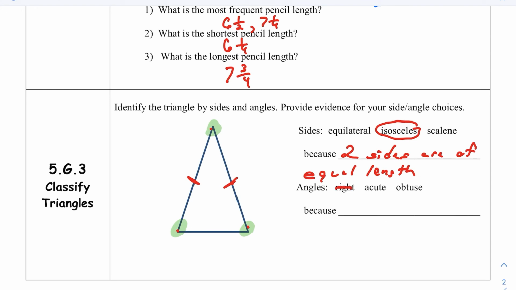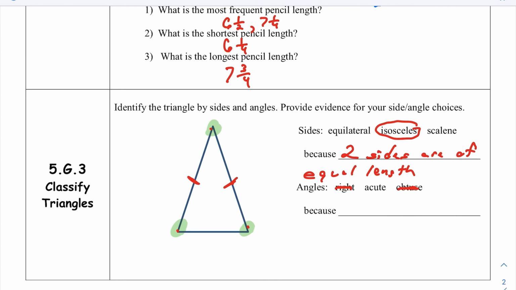Now, the next thing I look for is obtuse. Now, obtuse is larger than a 90-degree angle, so it's open further than that L shape. So I look at these three angles. It is definitely not obtuse. None of those angles are obtuse. So then the only remaining name is acute.